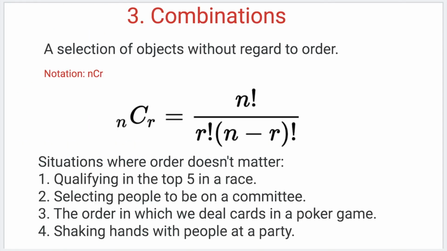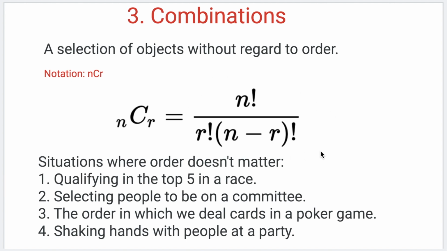So the third concept is combinations. And combinations is where you make a selection of objects without regard to order. We don't care about the order. It's different from permutations. The notation for combinations is nCr. So n is the number of objects that you have, and r is the number of objects you want to select. So the formula is here: n factorial divided by r factorial times (n minus r) factorial. This formula is slightly different from the formula for permutations, so you have to pay close attention to how to use the formula.